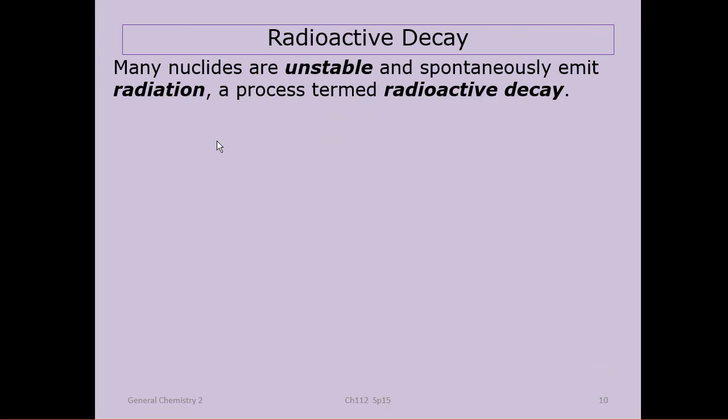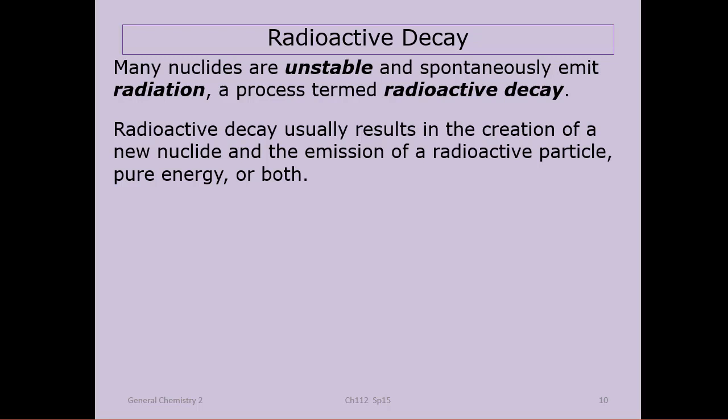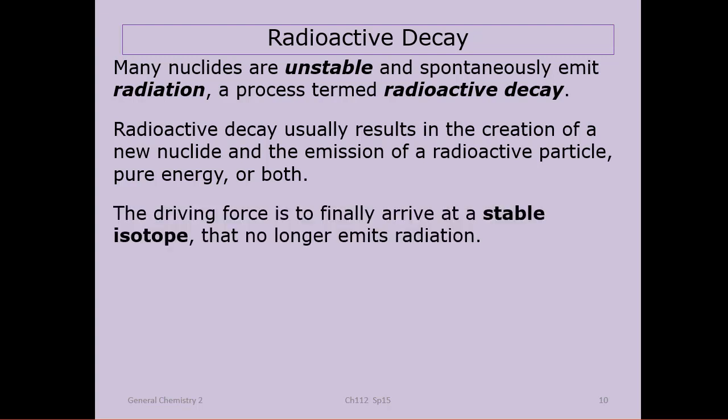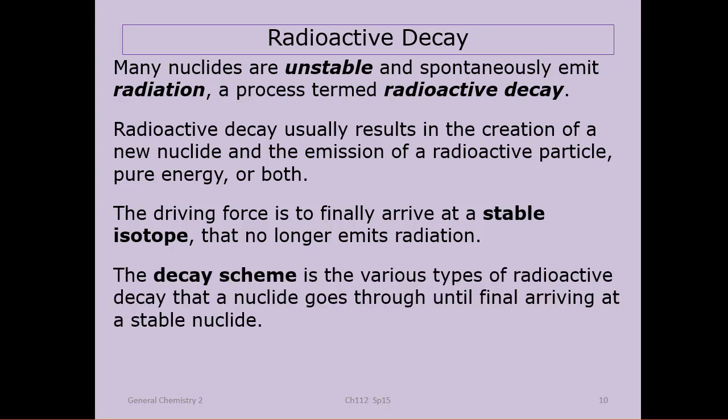So many nuclides are unstable and they spontaneously emit radiation, a process termed radioactive decay. It usually results in the creation of a new nuclide and the emission of a radioactive particle, pure energy, or both. Quite often we might refer to that new nuclide as an isotope. The driving force is finally to arrive at a stable isotope that no longer emits radiation. The decay scheme is just the various steps.